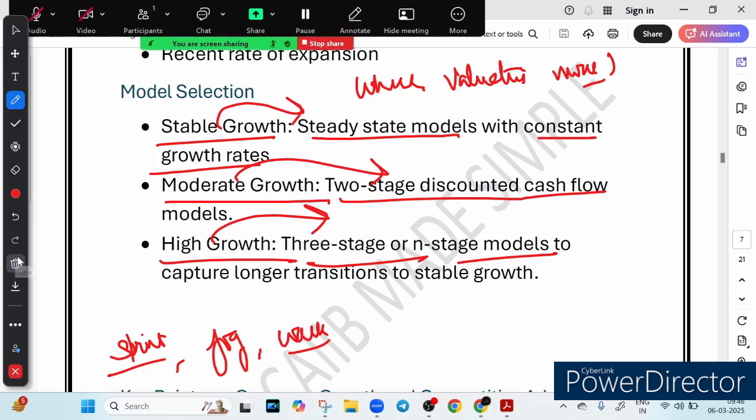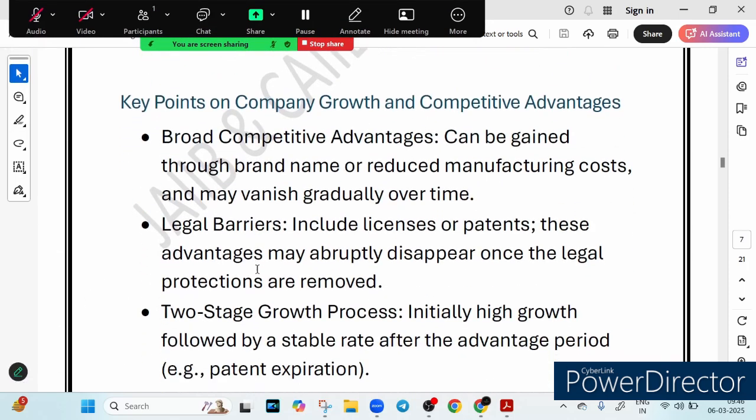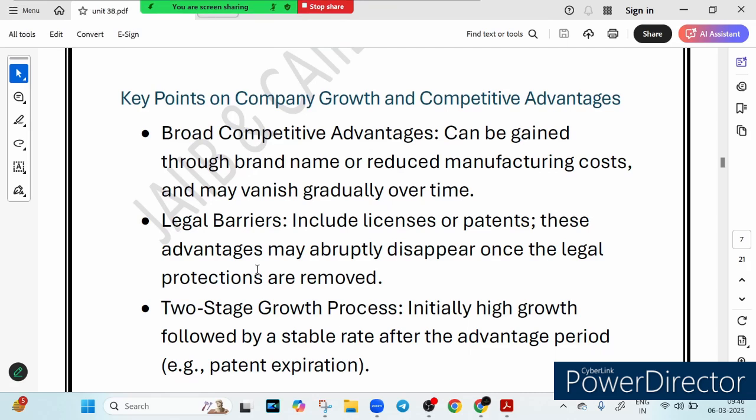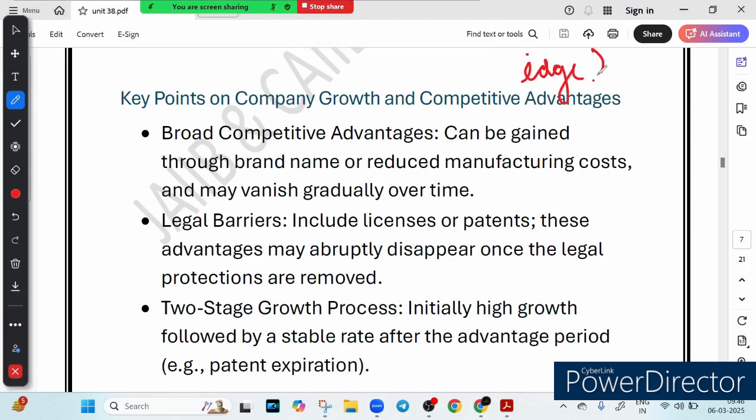Now let's switch our focus to the next point, which is company growth and competitive advantage. Friends, have you ever wondered why some businesses dominate for decades while others fade away? Let's uncover the secret behind business success and survival. Let's talk about what gives a company an edge.